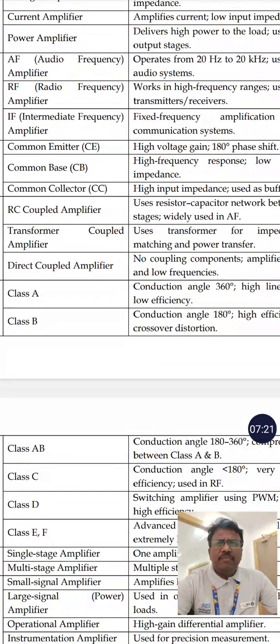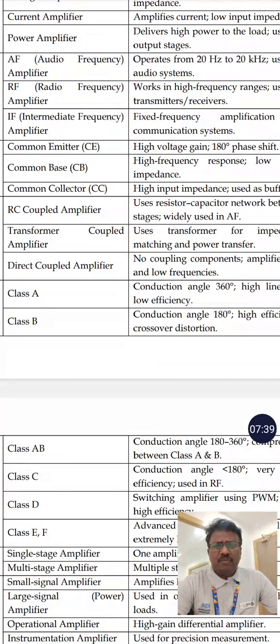So next, common base amplifier. The base is common. It has high voltage gain, very low input impedance, and excellent high frequency response because of its good high frequency performance. It is used in RF circuits.